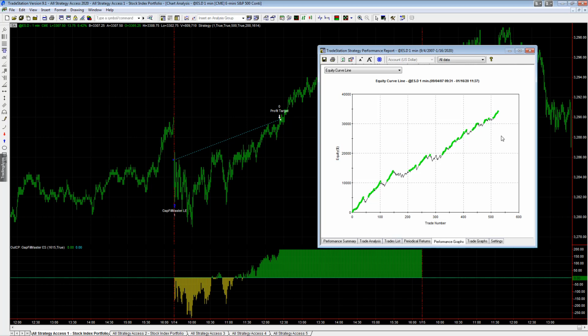Here is the latest equity curve. You see it is at equity peaks. We released this latest version back in this time frame, and you can see the equity peaks out of sample for this strategy in a backtest to 2007.